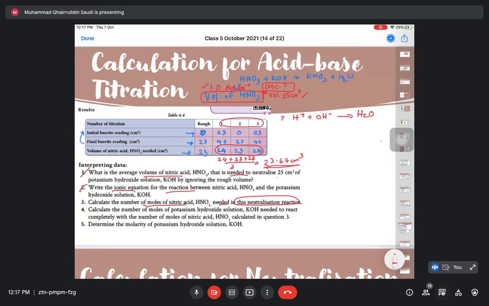So this is number three. Calculate the number of mole of nitric acid. What formula should we use, everyone? Nitric acid is a solution. So what formula should we use to find the number of mole? Molarity times volume. Good. And if the volume is in centimeter cube, we have to divide it by 1,000.